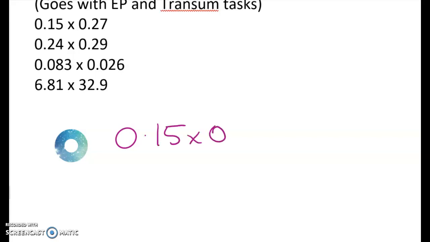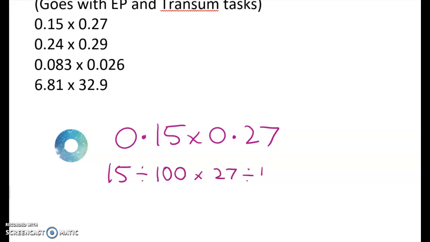0.15 times 0.27. Okay, so I can think about this really slowly as 15 divided by 100 times 27 divided by 100. So that means that we can start by working with the 15 times 27 part, and then we're going to divide by 10,000, right? So notice that I've got 4 zeros there.